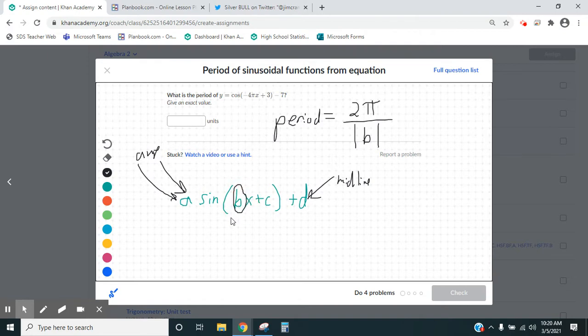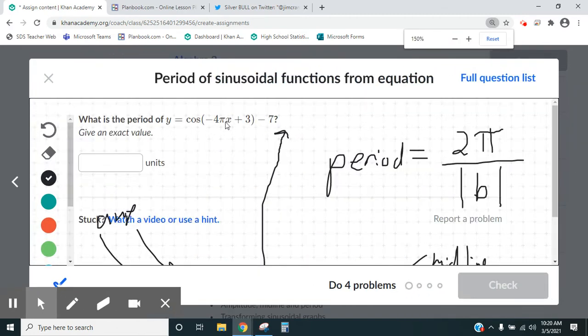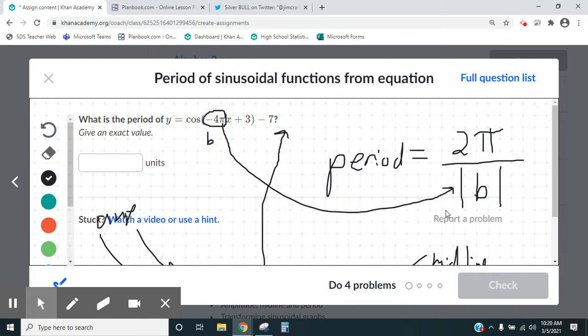B is the number that's in front of the X in any sinusoidal equation. C is not important, but what it really is, is a horizontal shift in the whole thing. Anyway, B is right here. Sometimes it looks like this, where it has a number and a pi with it. Sometimes it's just a number. We're going to take that and plug it into our formula here in a second.